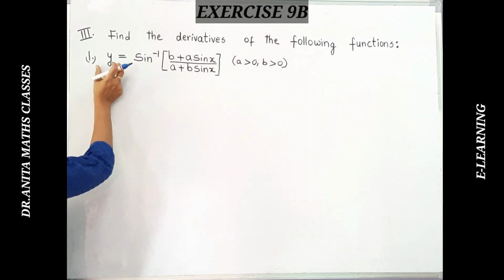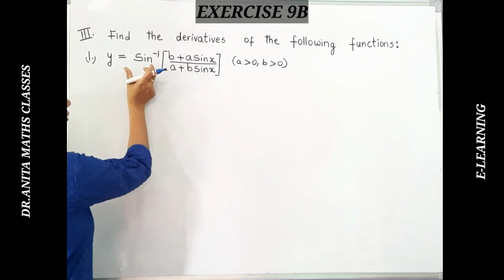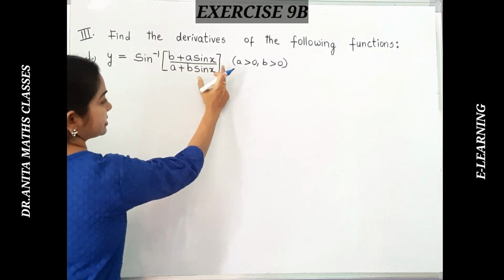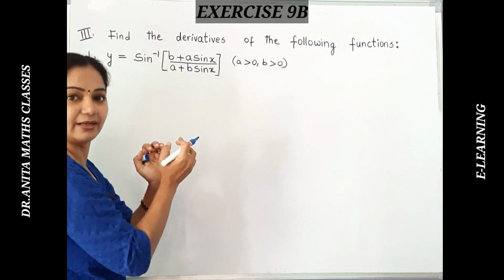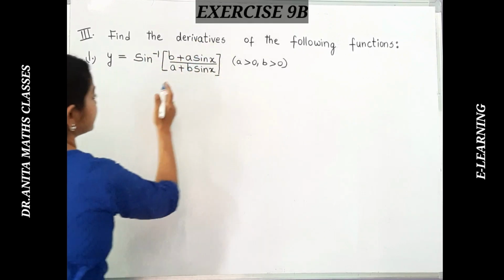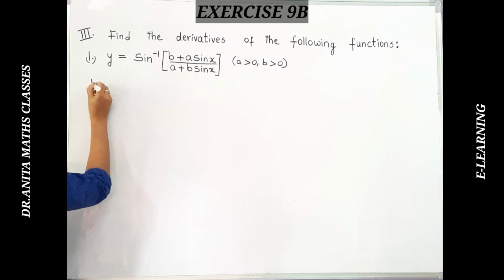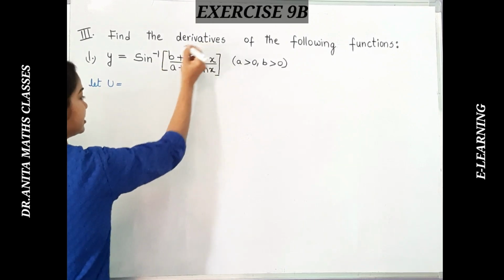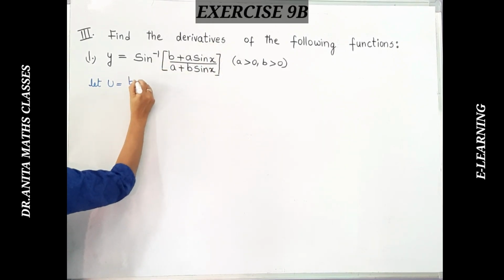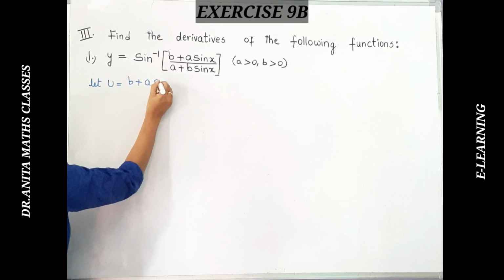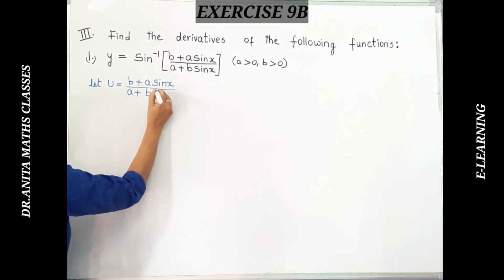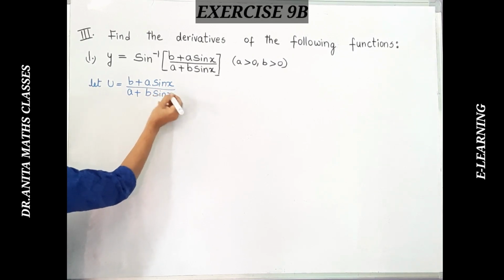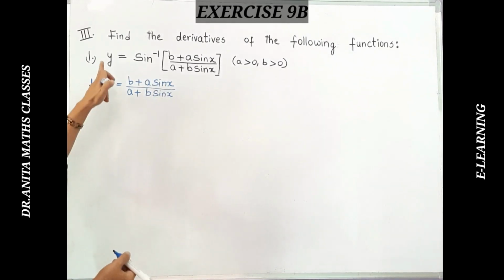Here when you see, the y function is given in the form of sine inverse of (b plus a sin x) divided by (a plus b sin x). There is some other function inside here again. So let us suppose this as u. Let me take the inside one which is very big. So u is equal to (b plus a sin x) divided by (a plus b sin x), so that we can easily derive here.